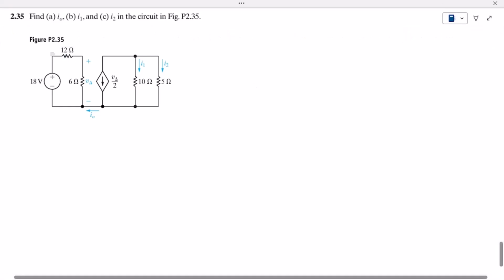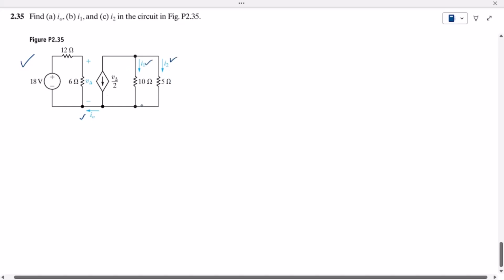Welcome back, guys. So this is question 2.35 of our book, and the statement of it is: find I0, I1 and I2 in the circuit in figure P 2.35. So this is the circuit, and here we have to find this I0, I1 and I2.